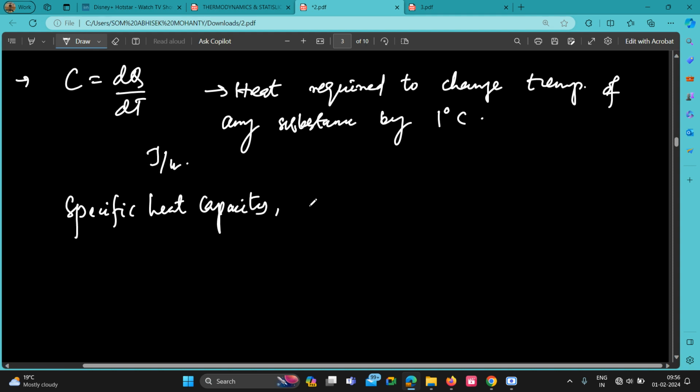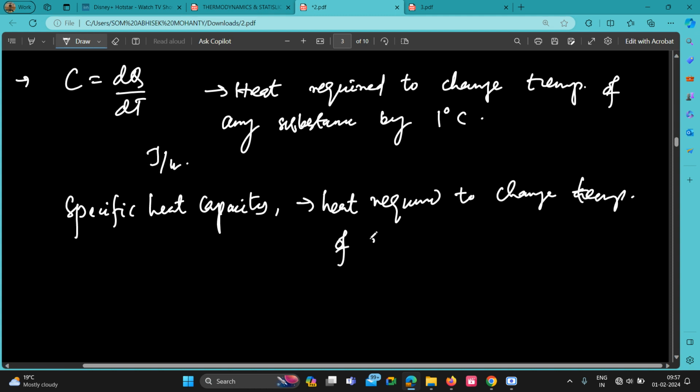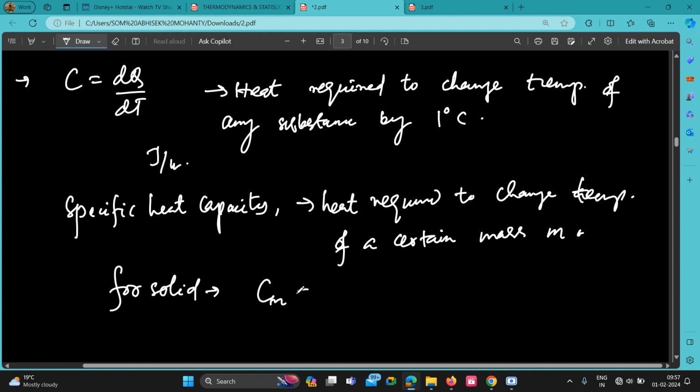Specific heat capacity is the amount of heat required to change the temperature of a certain mass m. Here mass comes into the picture, a certain mass m of any substance. So for a solid, specific heat capacity will be Cm = C/m = dQ/(m dT). The unit will be joule per kg per Kelvin.